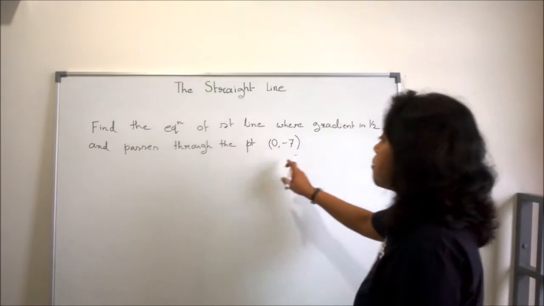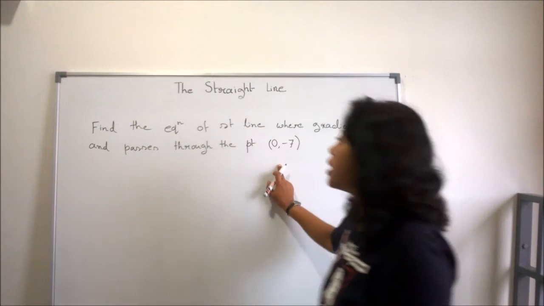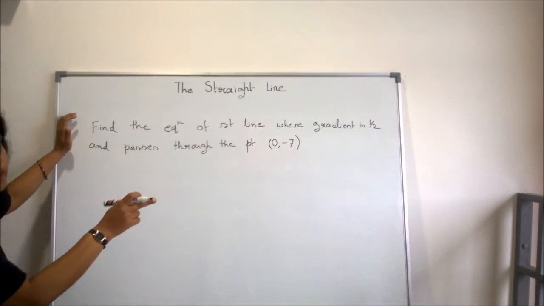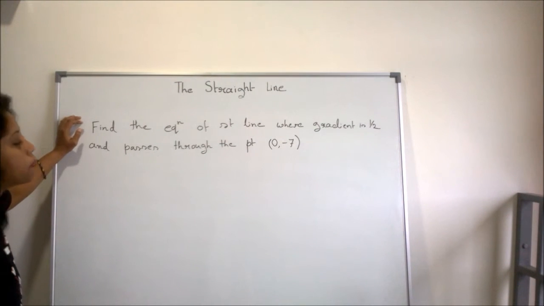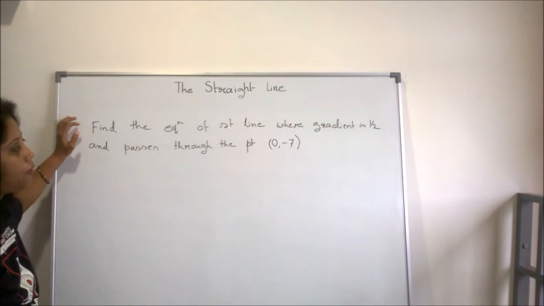Here another problem is given. Look at this problem. We have to find out the equation of the straight line. In that case, gradient is given, which is half, and the line passes through the point 0, minus 7. And the equation we have to find out.